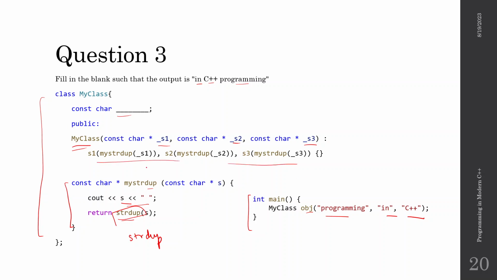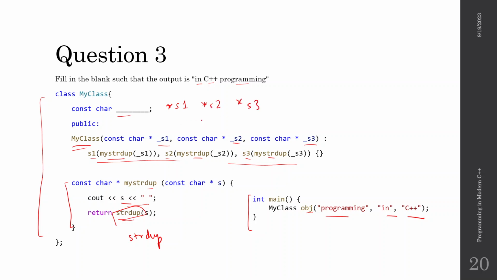Okay, and in the initializer list we are copying each of the strings, and we are assigning them to s1, s2, s3. So of course it means that we have to define the very data members s1, s2, s3. So here it will be const char star s1, star s2, star s3.